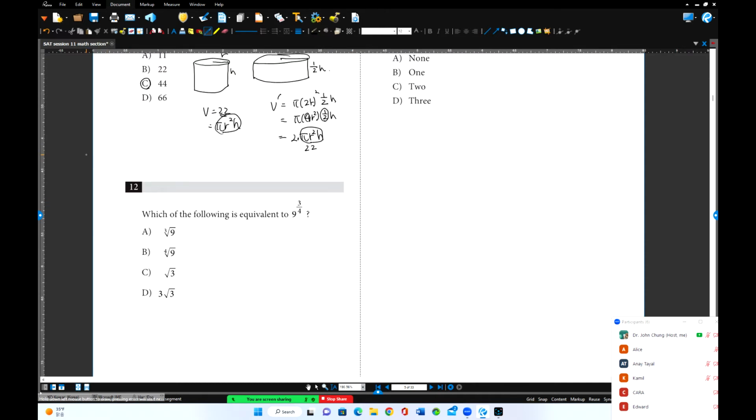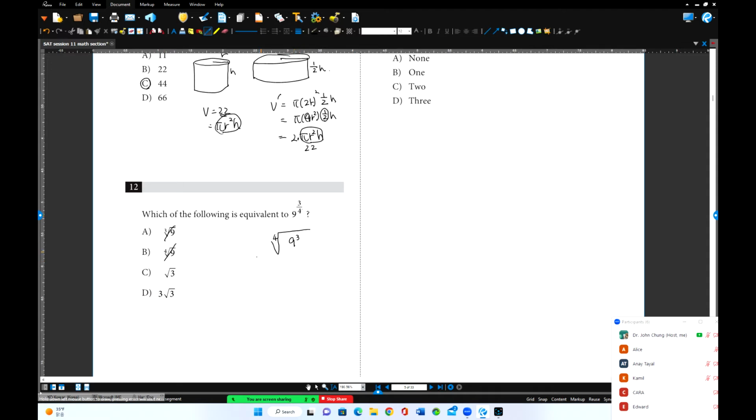Number 12. Which of the following is equivalent to 9 to the 3 over 4? First of all, you can use it directly because we have the 9 there. So 4 is what? The index number, which is what? The root number, fourth root of 9 cubed. That's the first one, but we don't have this one, right? So this is out.